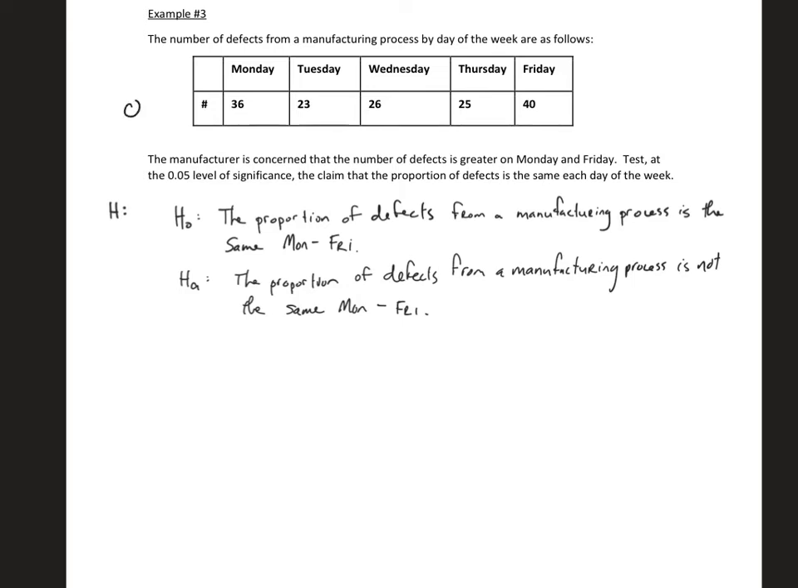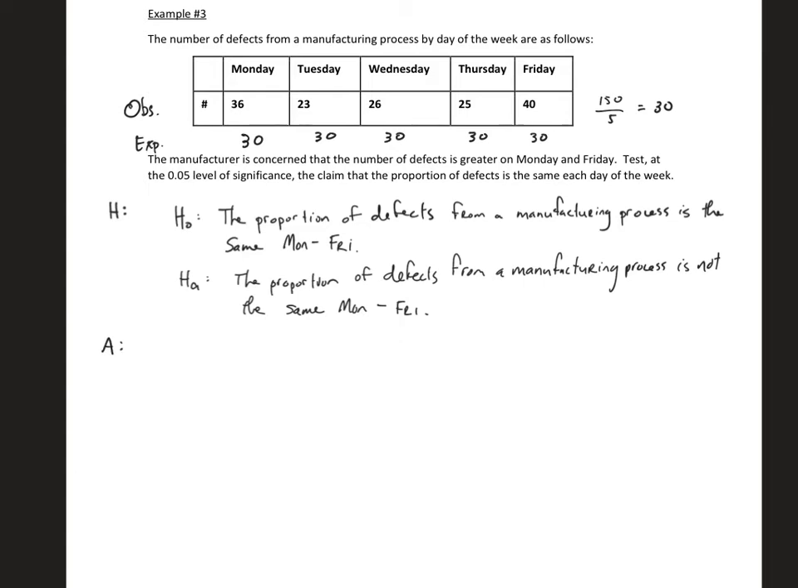Well, what we have here is our observed number of defects. I need to look at the expected. If we count all these defects up, 36 plus 23 plus 26 plus 25 plus 40, we have 150 total defects. If they happen equally, I divide 150 by 5, and we should expect to have 30 defects a day. So we're going to put 30, 30, 30, 30, and 30. If this was an AP exam, you always have to show in your table the observed and expected numbers.